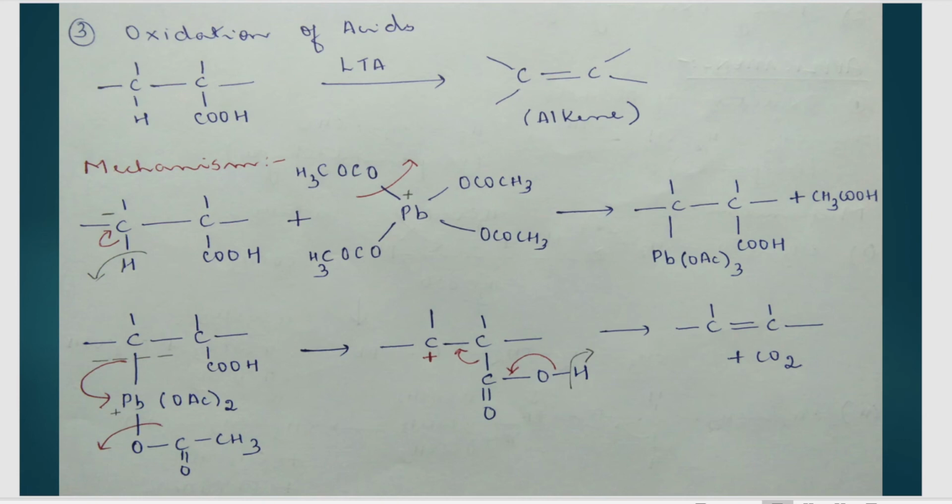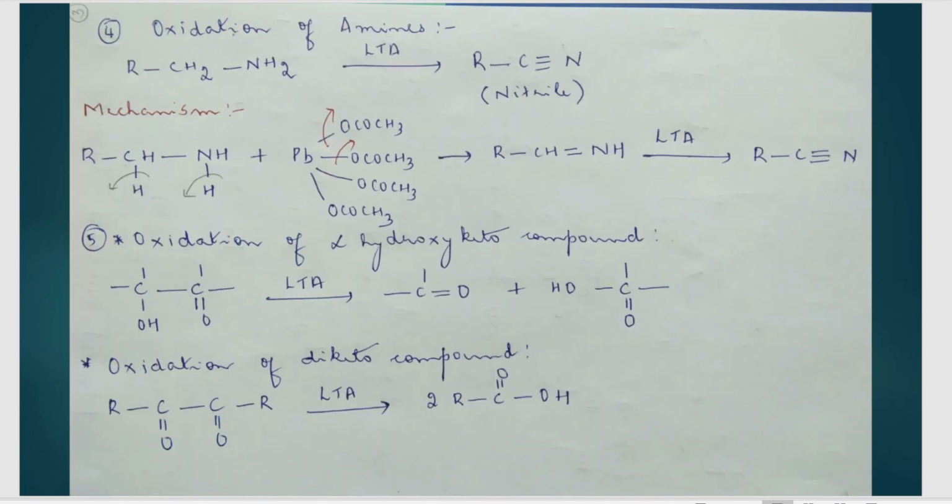So in all these examples, you can observe that the functional group is changing. What was the fourth reaction? Oxidation of amines. Amines get converted into nitrate and so on. So these are some of the important applications of lead tetraacetate as an oxidizing agent.